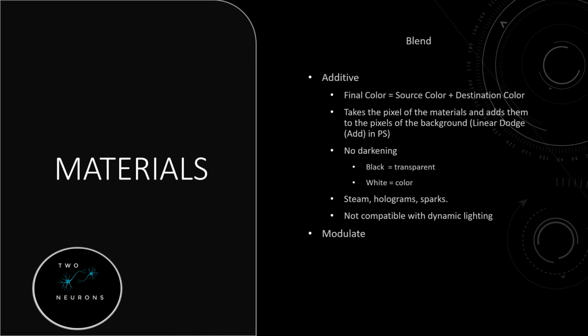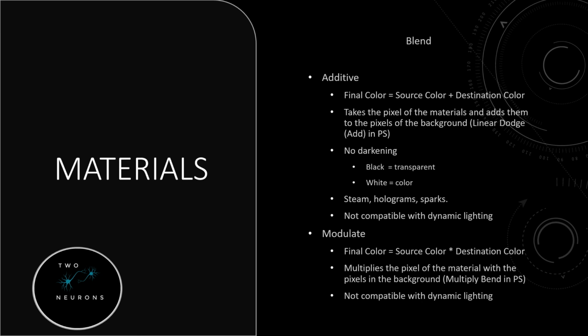Now, with additive, especially if you get into Niagara, be aware of this, there is no darkening. Black is transparent. White is color. And if you think about this as grayscale, the more gray you pile on top, the more white it becomes. So if you have layer 1 where the gray is 0.2, and layer 2 where the gray is 0.3, so source color and destination color, your final color is going to be 0.5. And this is great to use with sparks and steam, thinking about Niagara, rain potentially, holograms. And also, again, this is not compatible with dynamic lighting.